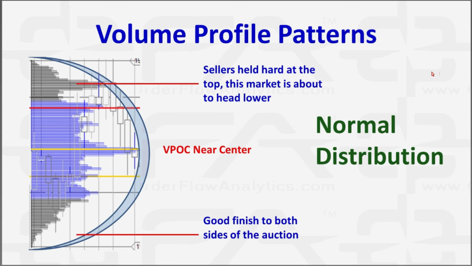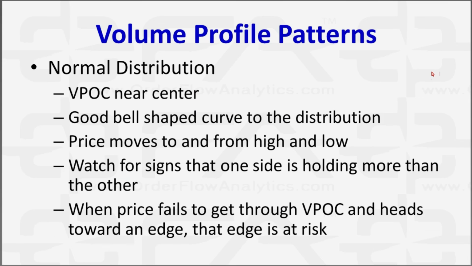We have a good finish to both sides of the auction, so this is a normal distribution. Again, VPOC is near the center. We get a good bell-shaped curve to the distribution. Price moves to and from high and low. Watch for signs that one side is holding more than the other.